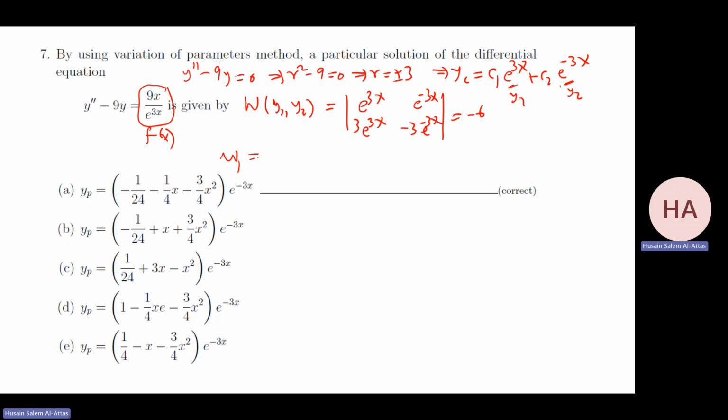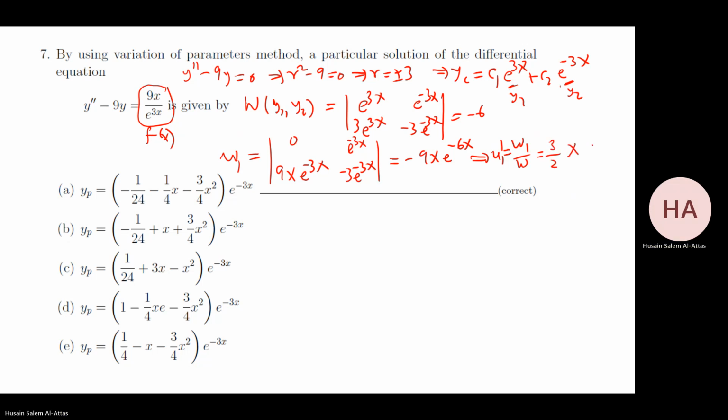Now W1 will be 0, f of x, which I can write as 9x e^(minus 3x), and this is the rest. Find this, it will be 0 minus 9x e^(minus 6x), so it will be minus 9x e^(minus 6x). So u1 prime is this over this. I think you know this procedure. So you have 9 over 6, which is 3 over 2, 3 over 2 x e^(minus 6x).